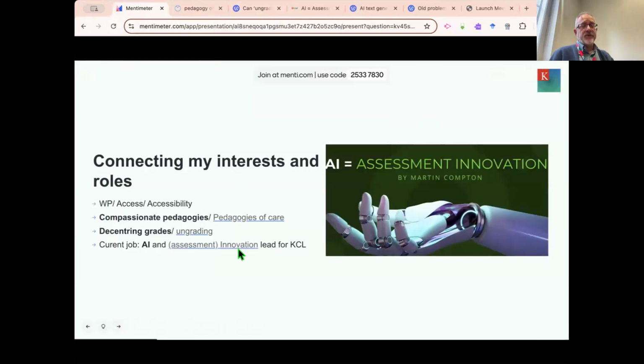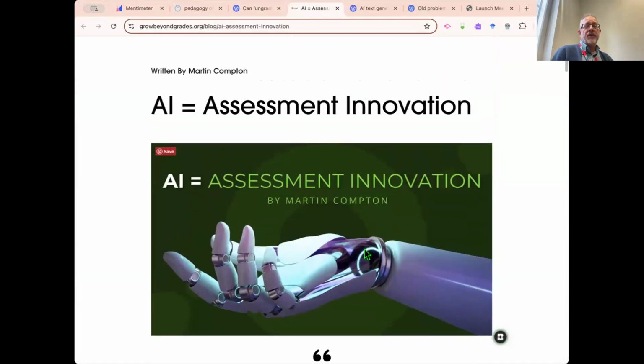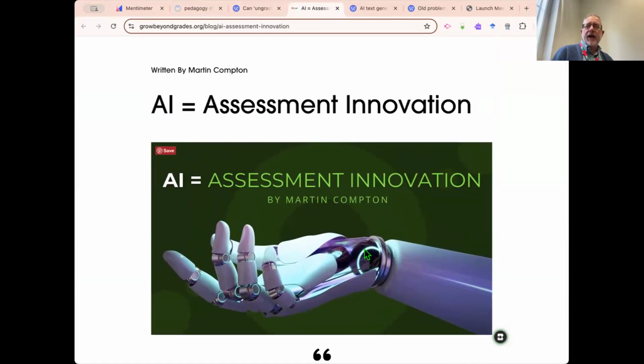My current job, looking at AI and innovation, led me to write this piece, amongst other things, for the Teachers Going Gradeless blog, where I've suggested that AI isn't just about artificial intelligence.